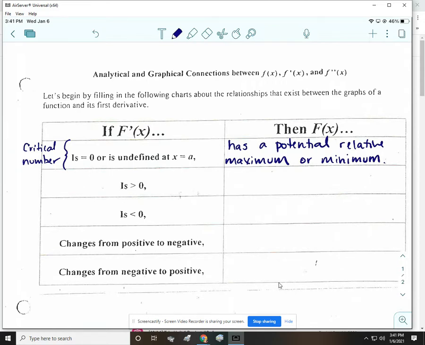If f prime of x is positive or greater than 0, then f of x is increasing. If f prime of x is less than 0, then f of x is decreasing.